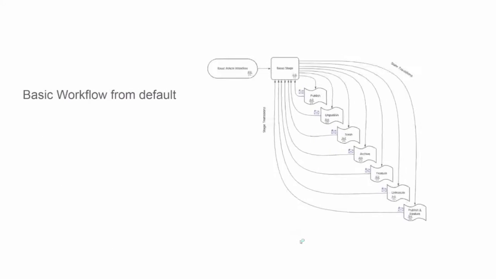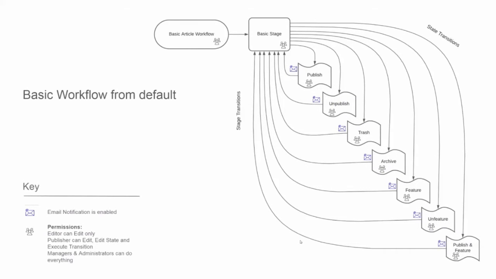So if we look at the top-down view of the basic workflow, which is implemented with the turning on of workflows in Joomla, you can see that we start with our basic workflow, and it comes with one basic stage, which has 7 different transitions. Each transition is set to public, so anybody can use them. And each transition is also set to email out a notification.